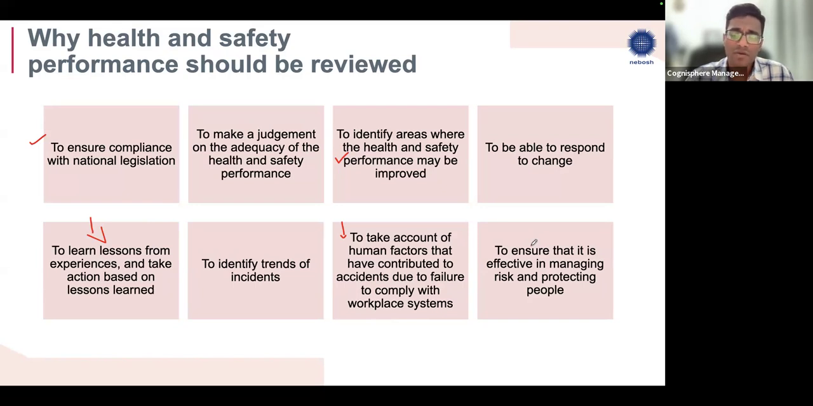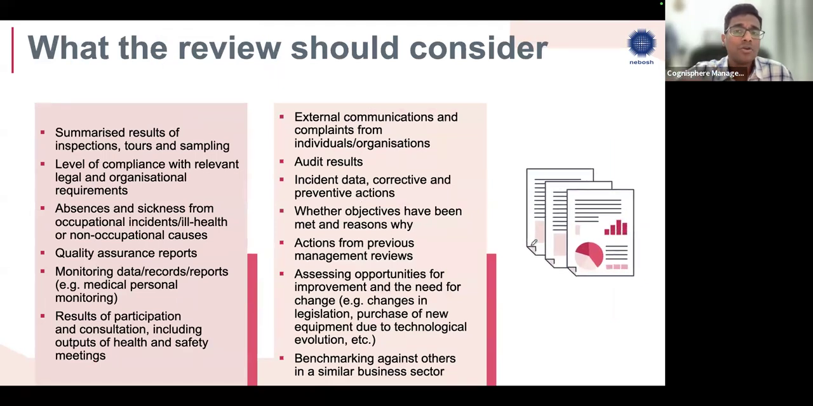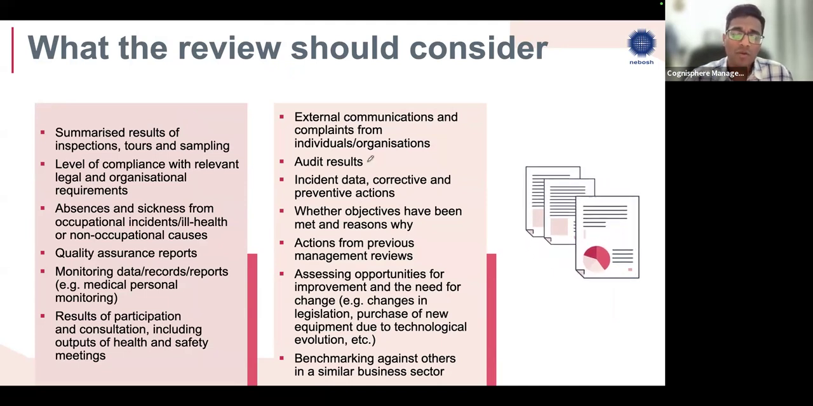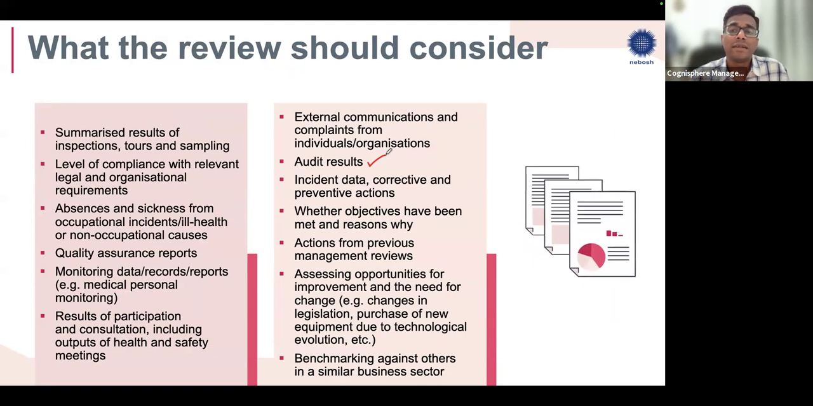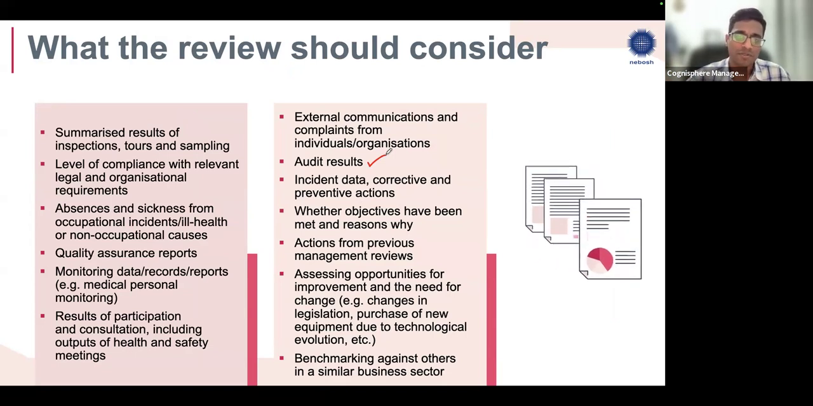So the frequency varies again depending on the level at which the reviews are happening and the scope of your review. So what you should consider during review. During review, I would be reviewing the internal audit report and external audit reports. What are the findings from my audit reports?